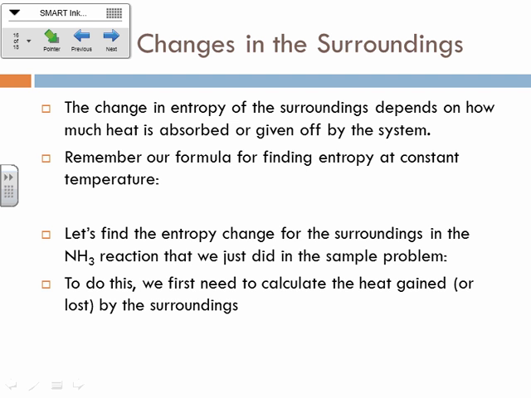So our formula for finding entropy at constant temperature, we talked about this last time, the Q rev over T, okay? Now the thing is, this equation actually works for any reaction that's held at a constant temperature. So you could say your delta H over T as well for this one, okay? So we want to find the entropy change for the surroundings in the NH3 reaction we just did.